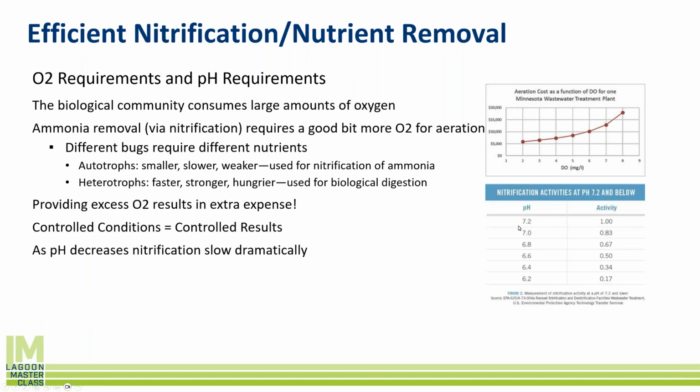pH, so this is out of the EPA design guide, our operations guide. So you can see at 7.2, nitrifiers are super happy. 100% activity, you put them in, they do their job. But as the pH decreases, you can see at 7, just a 0.2 difference in pH, they lose 17% of their effectiveness. And if you get down to 6.2, they basically aren't doing anything. They're at an 83% reduction in activity. So they're really not doing what they need to be doing at that pH. So we need to make sure our pH is at an adequate level. So that's another thing we need to test inside of our lagoons.